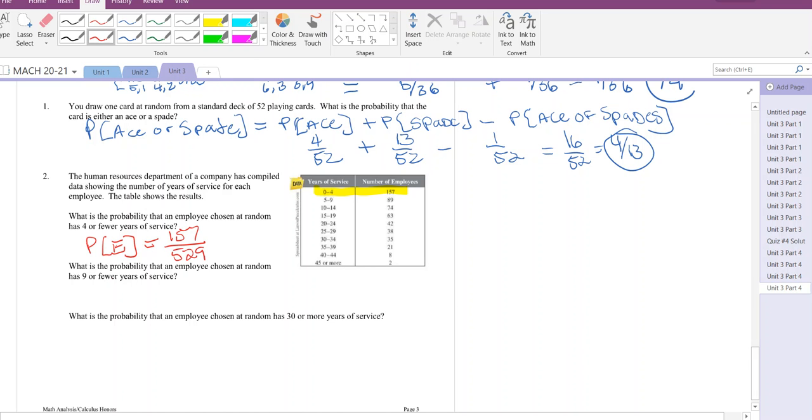Then it says, what is the probability that an employee chosen at random has 9 or fewer years of service? So 9 or fewer years means that you're going to take the top 2 here. So you're going to add these two. Now 157 plus 89 is 246 over 529.